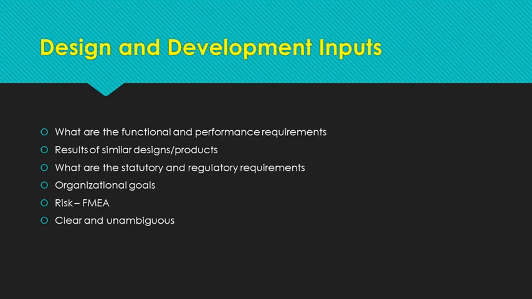Now we get to the design and development inputs. This is how the organization answers the question, are we there yet? What are the functional and performance requirements? If a sports car is the new product, it better get from 0 to 60 miles per hour in less than a minute.